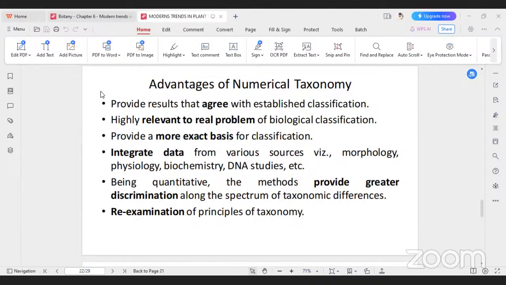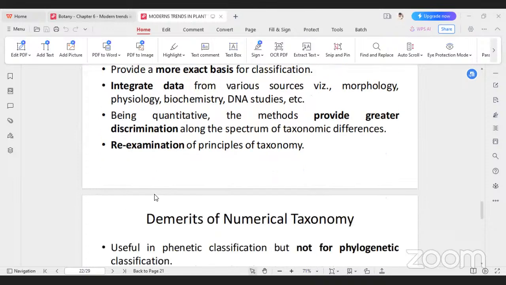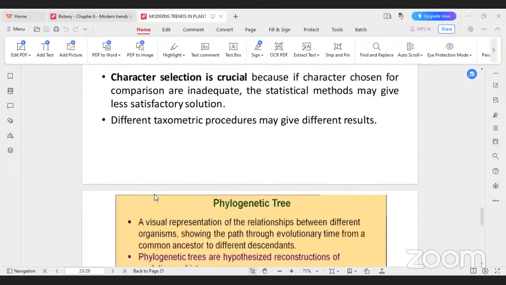Quantitative methods provide greater discrimination along the spectrum of taxonomic differences and allow re-examination of the principles of taxonomy. These are the advantages. We can re-examine because the taxonomic data is present, so we can re-examine the entire taxonomic classification. Now let's see the demerits.